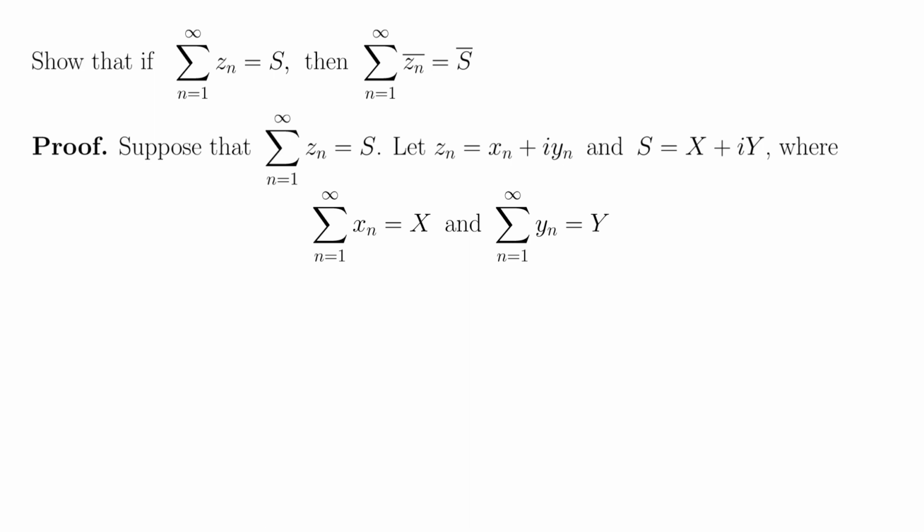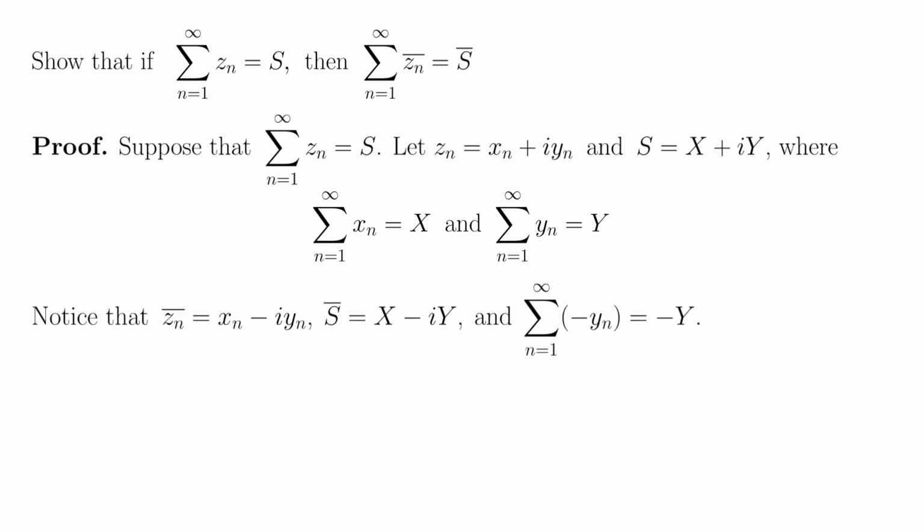From what we have defined, notice that the conjugate of z is equal to x sub n minus i y sub n, the conjugate of s is equal to x minus iy, and the infinite series of negative y sub n is equal to negative y. Here's to the skeptics out there regarding this last note.